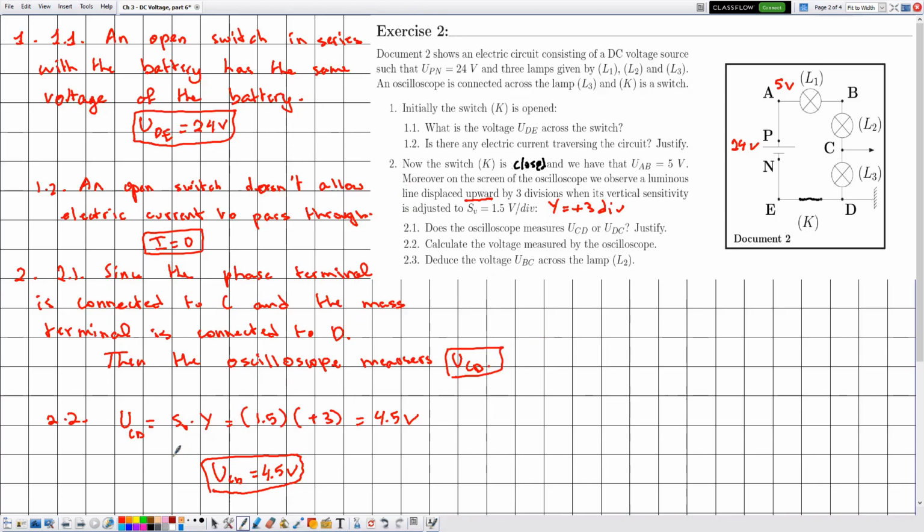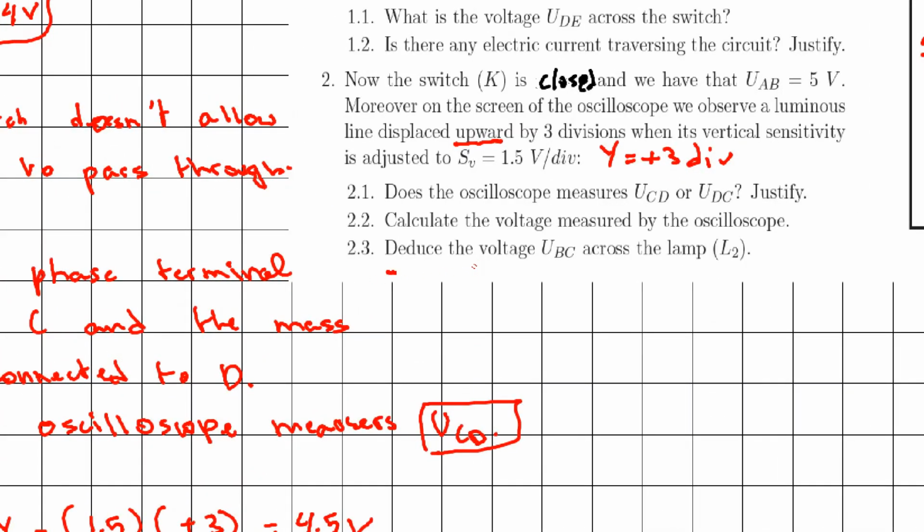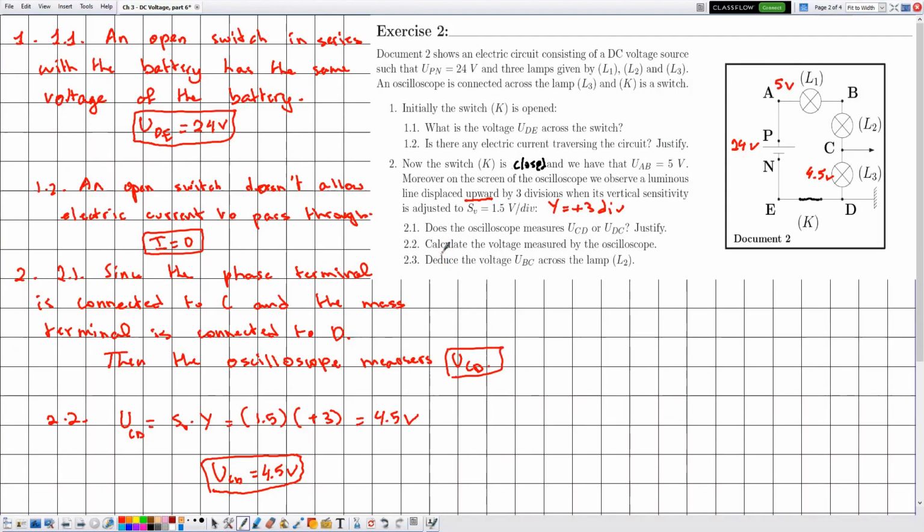So I repeat, always the trick in such type of exercises is to write the voltage on the electric circuit itself. So the voltage UCD is given by 4.5 volts. Now in 2.3, deduce the voltage UVC across the lamp L2. Deduce means that we need to use the part just previously before. Previously we have talked about the voltages across certain branches. So probably we might use these voltages to calculate the voltage across another branch using law of addition of voltages.